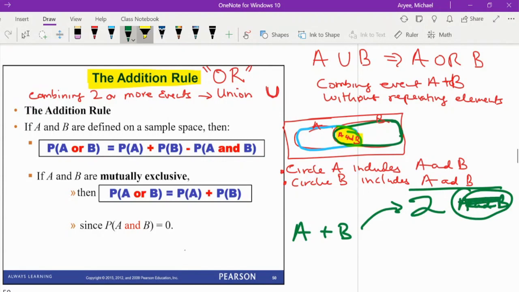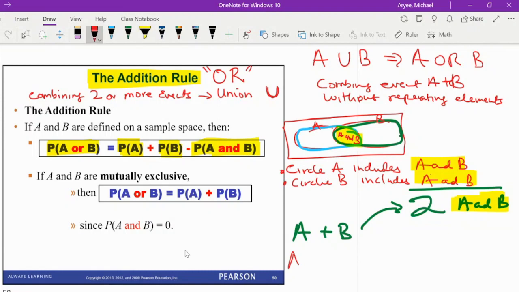That's not what I intend to do. So when you combine, you want to subtract. When we say A or B, you take all the A's plus all the B's, but because you've counted the overlap twice, you have to take one out. There is only one A and B, but in combining you have two of them, so you subtract P of A and B. This is a very important formula.